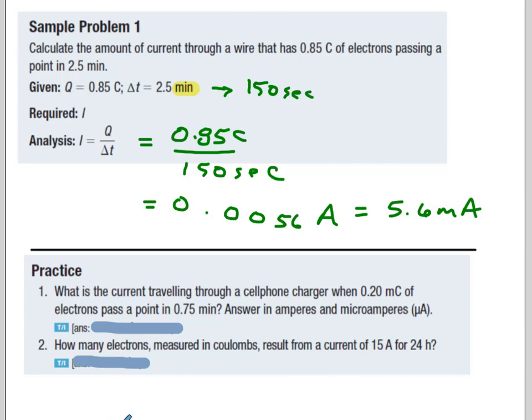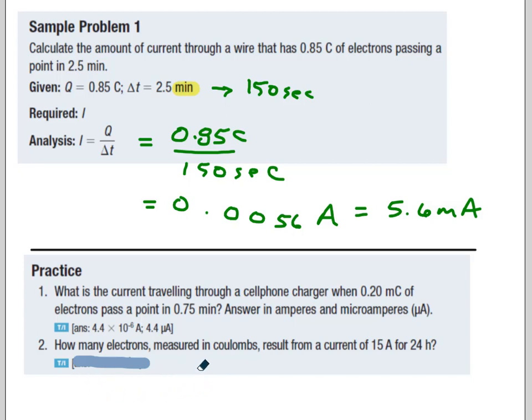Okay, so in the interest of time, I'm not going to go through all of them, but let's just have a quick look. What is the current traveling through a cell phone charger if 0.2 millicoulombs of electrons pass a point in 0.75 minutes? Okay, so you have two conversions. You need to move the decimal place here, and you need to turn this into seconds. Okay, so microamperes, so we're going to have a very small amount. 4.4 times 10 to the negative 6.